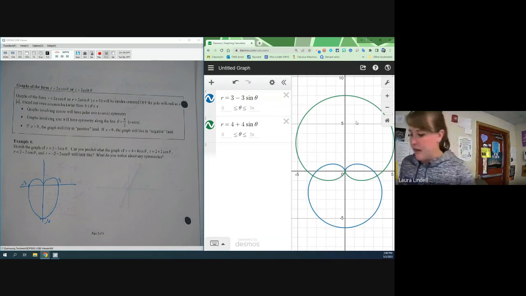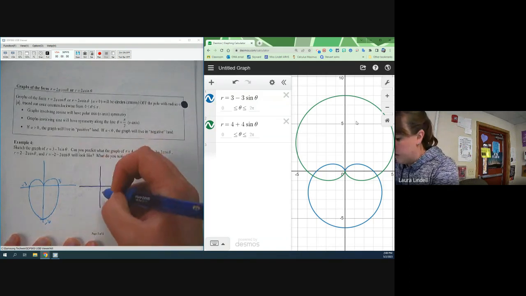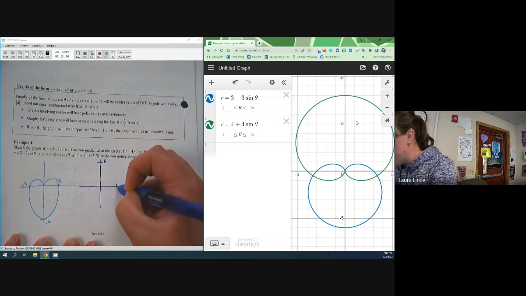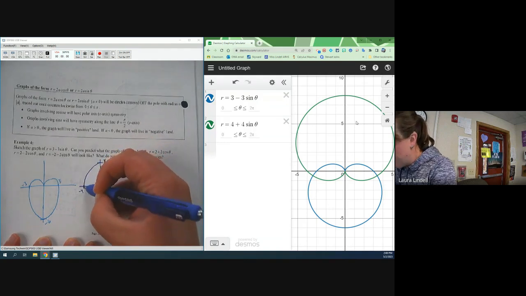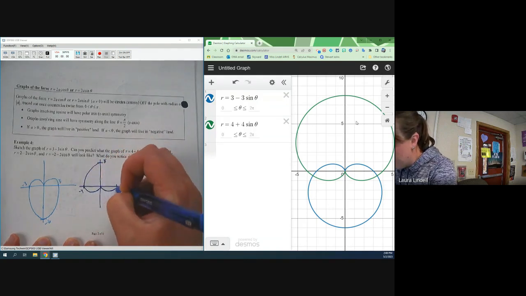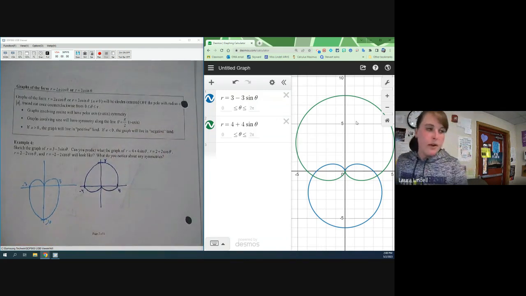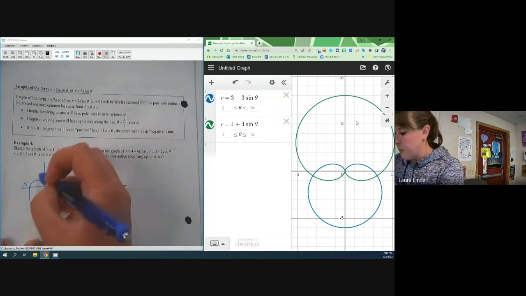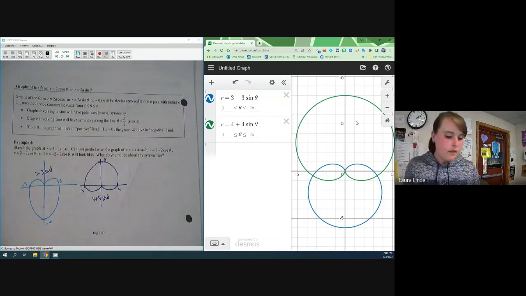All right, well, let's sketch that one too. Let's see, so we know these may not be perfectly to scale, but here we go. That's 8, that's 4, that's -4. We know this graph is going to look something like this, although hopefully a little bit more symmetrical. And we may want to label our graphs. This was 4 plus 4 sine theta. This was 3 minus 3 sine theta. Okay. Kind of looks like a heart, right? Or at least one of them does.